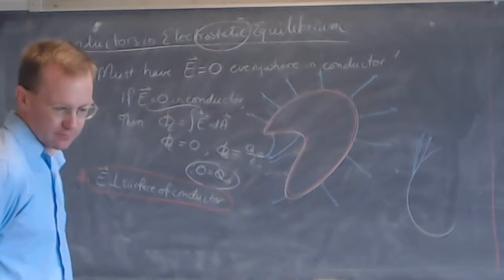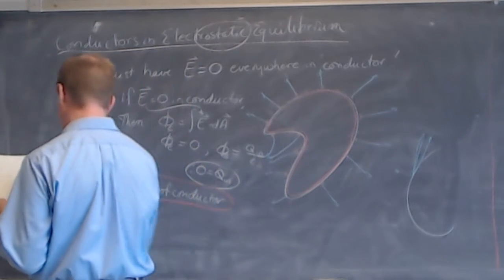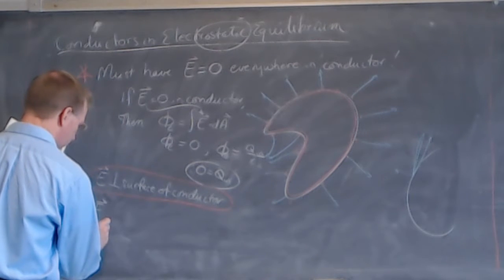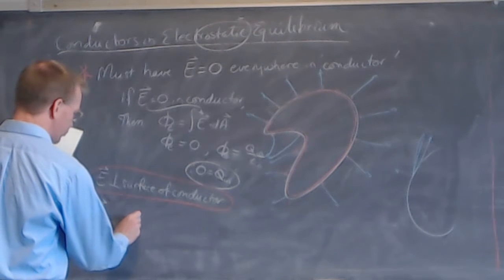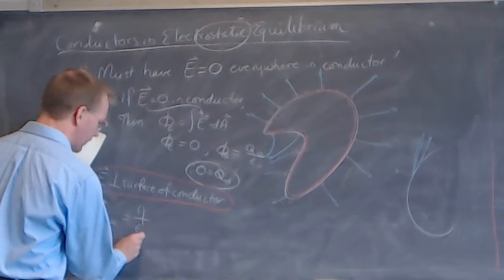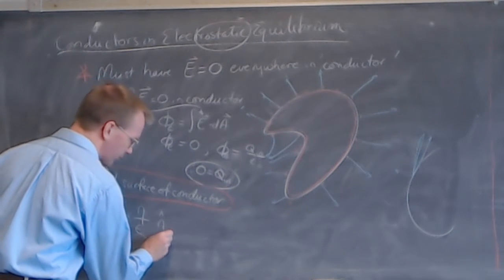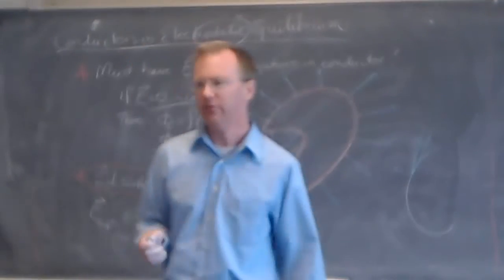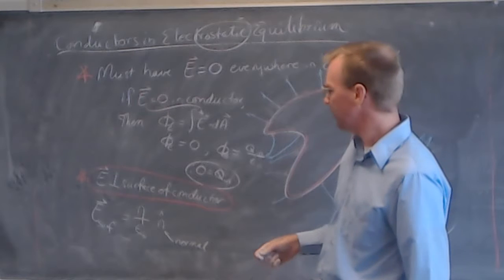One thing though, let's see here. The electric field at the surface is then equal to the surface charge density eta divided by epsilon naught, times the normal vector up to the surface. So just like the case for one side of a sheet of charge.